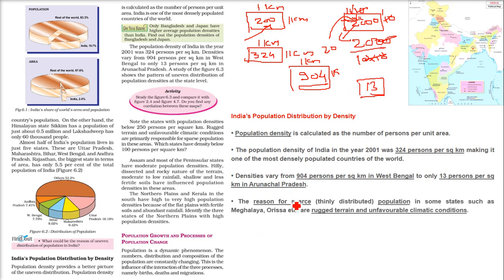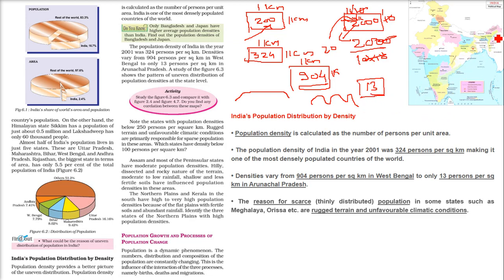So what is the reason for the scarcity, that there are only 13 people in the density of Arunachal Pradesh? The main reason is the resources and the conditions. Here we have the Ganges plain and all these; this is very fertile land, a very good land to live on, and the climate is also good. The reason for the thinly distributed population in states like Meghalaya and Orissa is the rugged terrain. The terrain is not flat like this, but maybe like this. How can a person live here? Still people live there, but they are fewer.